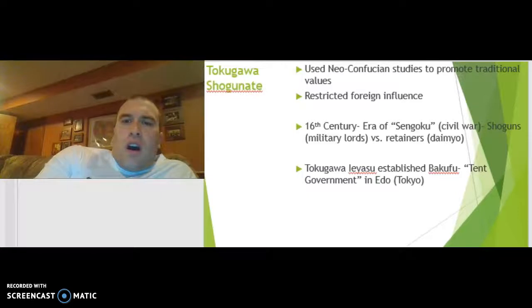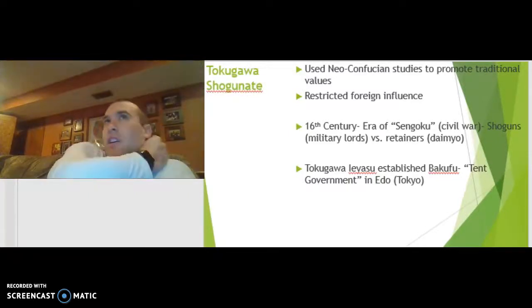Tokugawa Ieyasu is going to win a huge civil war in 1600 and establish a Bafuku, or military government, also known as a tent government, in Edo. This time period will be known as the Edo period very often because that is the center of the government, all the time in Tokyo. Again, Bafuku, tent government, it's a military government. The emperor is still going to be in place, that figurehead.